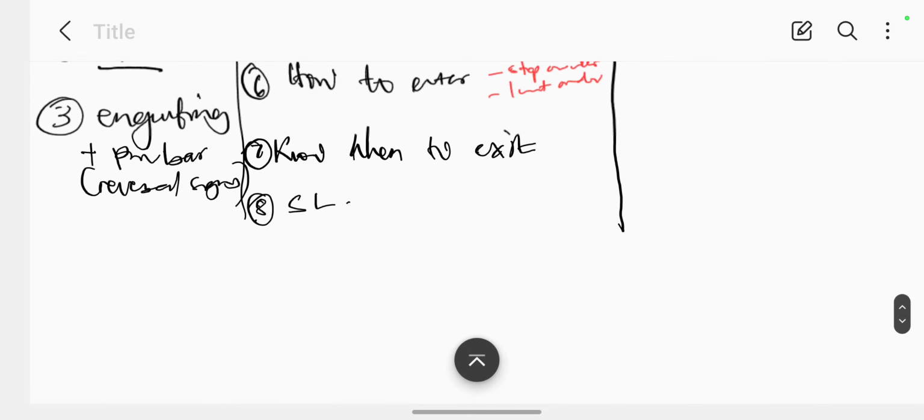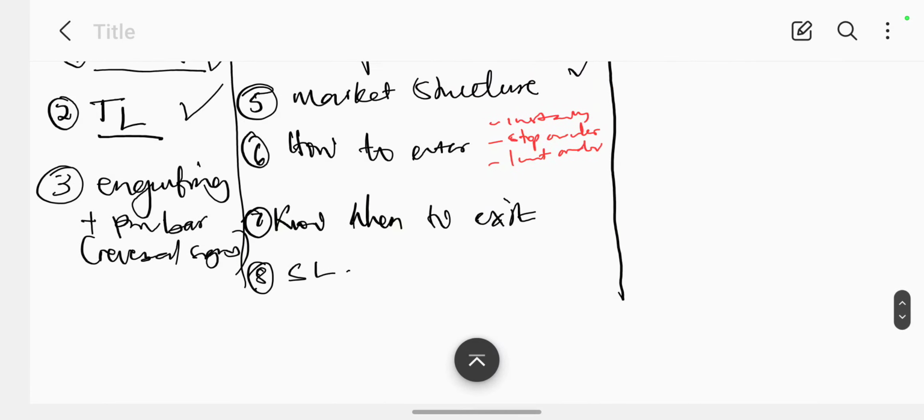Let's just move to the next concept on our list. We're doing the reversal signs, and I said that on this channel, the only reversal patterns or signs we're going to be talking about are engulfing and pin bar. Nothing else. We don't care about all the other stuff. We just want these two.